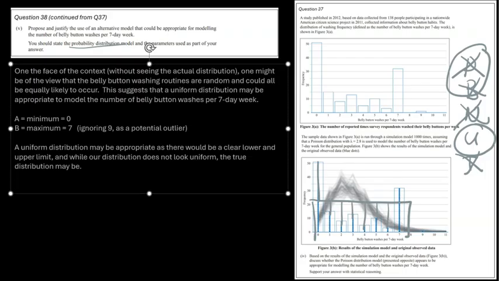The next one I want to talk about is that they're probably going to be equally likely to occur. As I said, I can't really see a logical reason why one number of belly button washes is going to be more likely to occur than another. Obviously, excluding the data, but I don't know why. I feel like it would be a random assortment of people in the population. So the uniform distribution would require that each number of belly button washes is equally likely to occur.